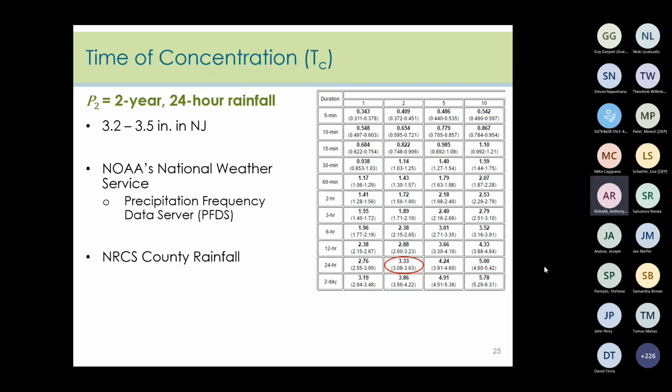So from this chart, the rainfall depth is 3.33 inches, and that's circled in red. This table happens to be for Trenton. You can alternatively use the county data introduced in Module 1 for this storm, but we prefer the NOAA data server.